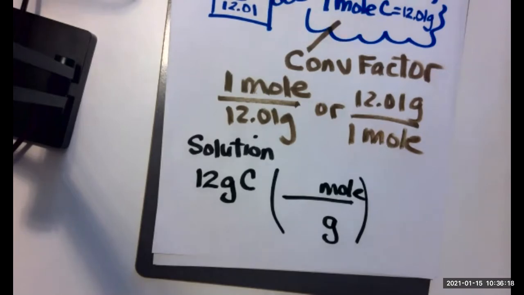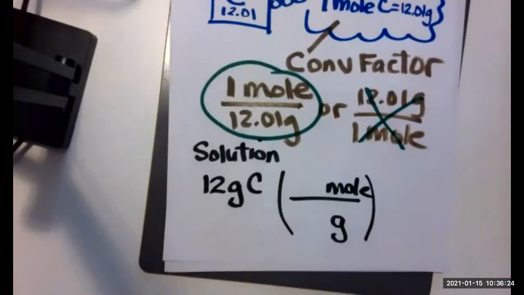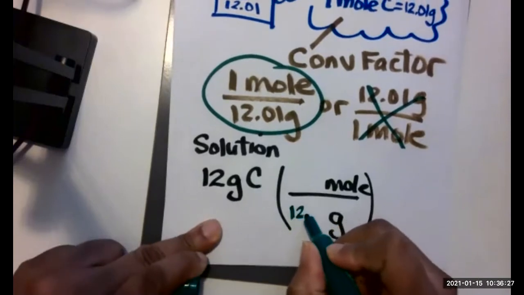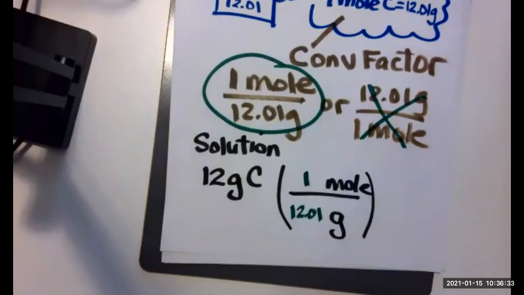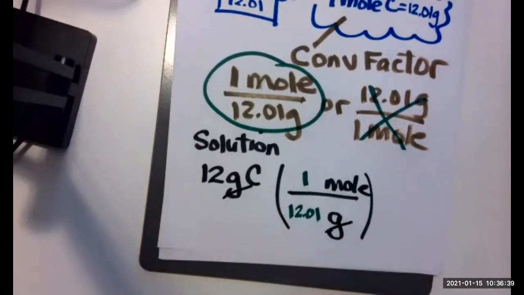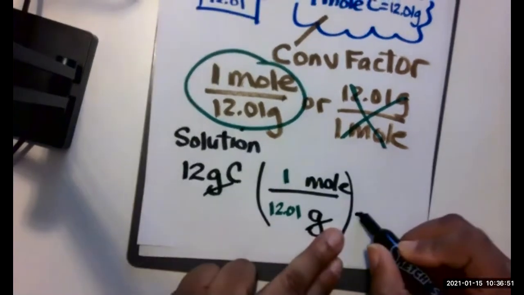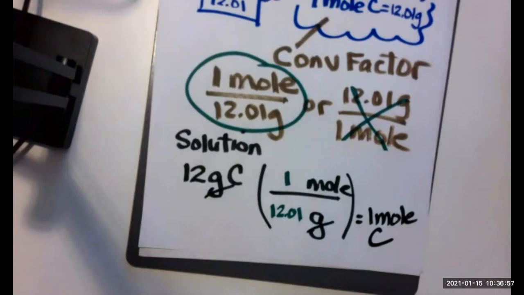Left. The one on the left. So I'm going to use this one. I'm going to circle it and get rid of that one. So now I'm going to have 12.01 grams here, 1 mole there. Then I cancel my grams and I'm left with my desired unit. Anything expressed in the denominator is divided. So what is 12 divided by 12? 1. So I have 1 mole of carbon. Done. It's as simple as that.